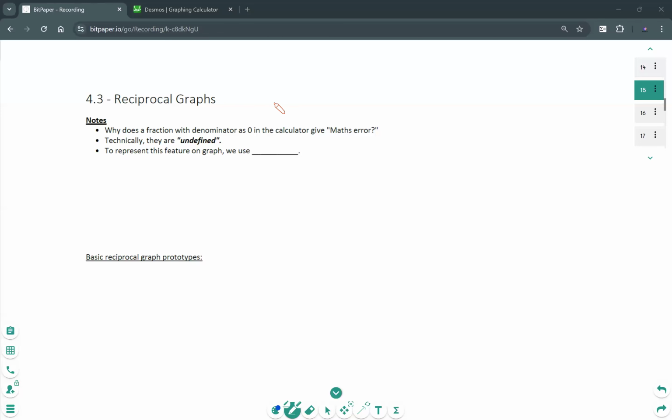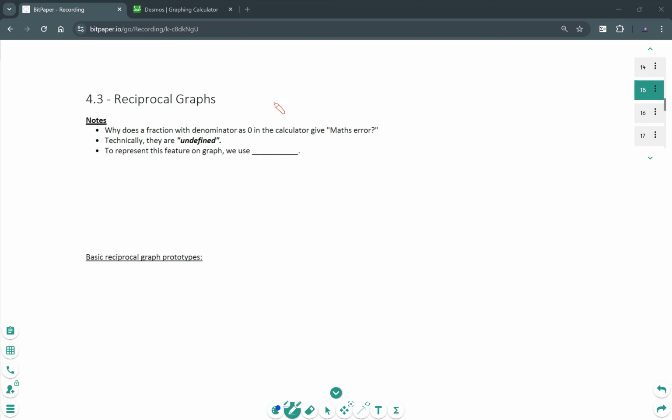So, welcome to another lesson. This is Pure 2, Chapter 4.3. In the previous two lessons, we looked at cubic graphs and quadratic graphs, sketching them. This time, we're not looking at the quintic graph, maybe x to the power 5. No. The syllabus only asks us to learn all the way up to the quartic graph, x to the power 4. The next type of graph is a reciprocal graph.